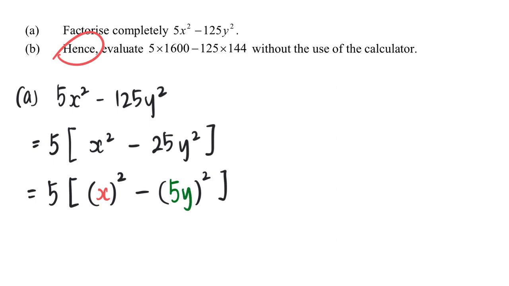And so I can make use of the formula for a squared minus b squared equals a plus b times a minus b. In this case it is x plus 5y, and x minus 5y.